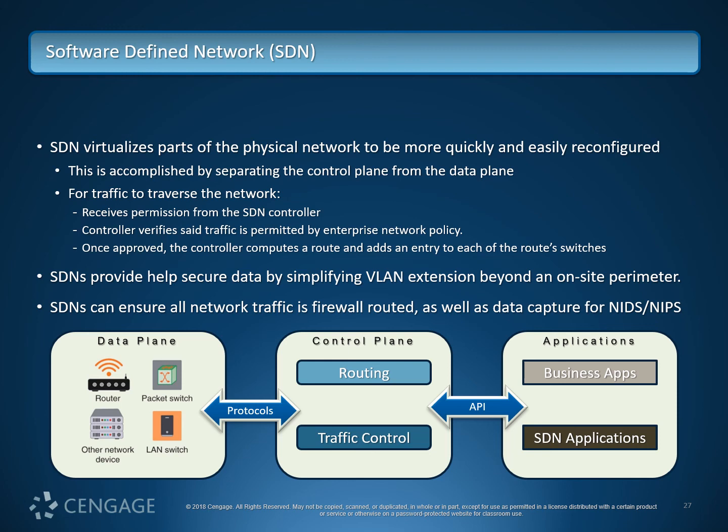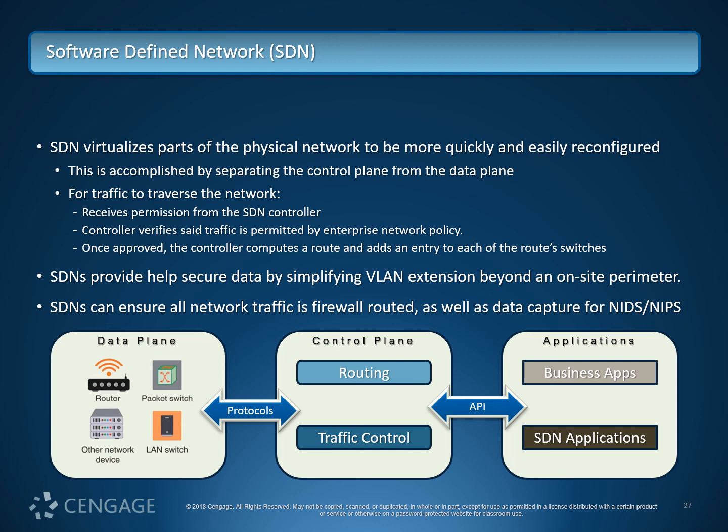For traffic to then move across the network, we have to involve another piece of hardware called the SDN controller. The controller is then going to verify that the traffic that's being moved is permitted by enterprise network policy to move. Once this is approved, the controller will then compute a route for the flow of data and then add an entry for that flow to each of the switches on the route that has been designated.